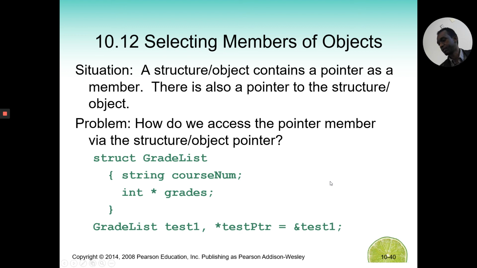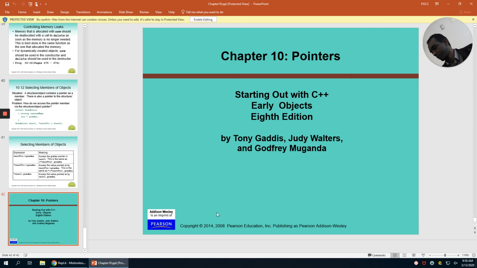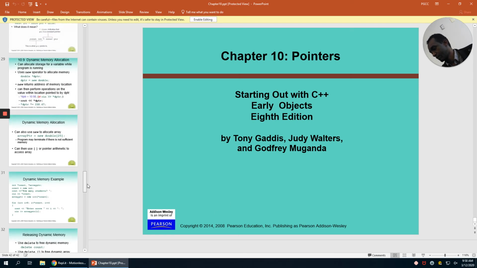Selecting members of the object. So in the situation where a structure object contains a pointer as a member, and there's also a pointer to the structure object, how do we access the pointer member? Via the structure object pointer. So here you have struct grade list, string course num, int grades. So general test one, test pointer, and so forth. And then some of the objects for selecting members. So I would recommend that you look at or run the examples that you have in the text.